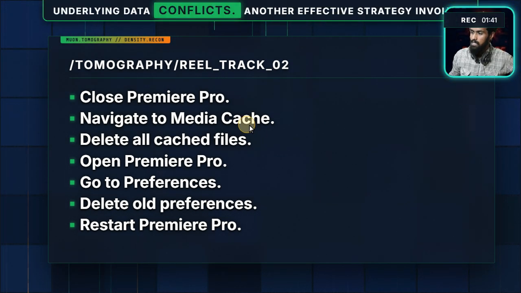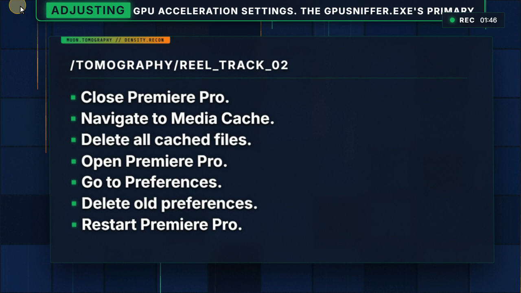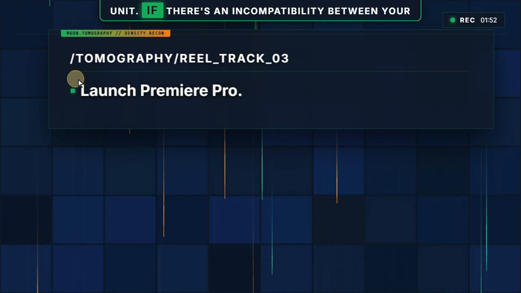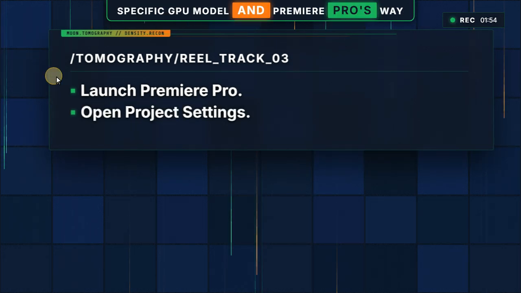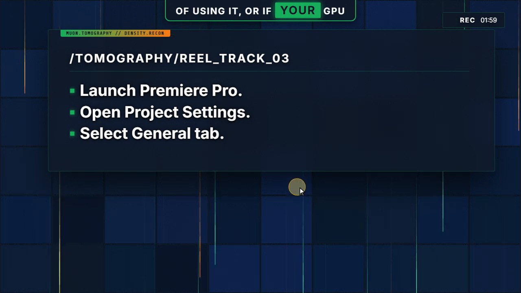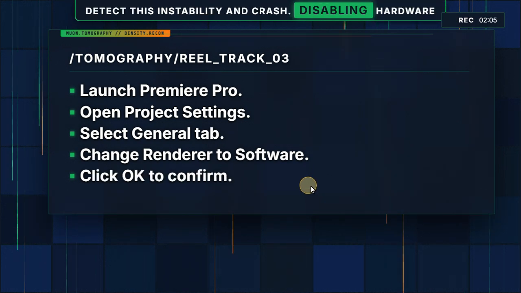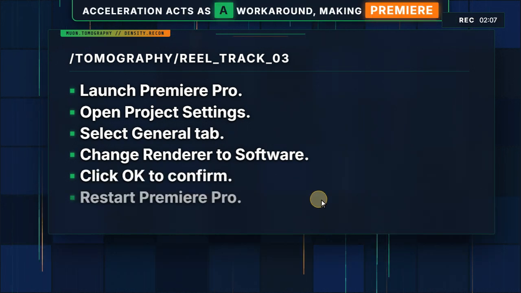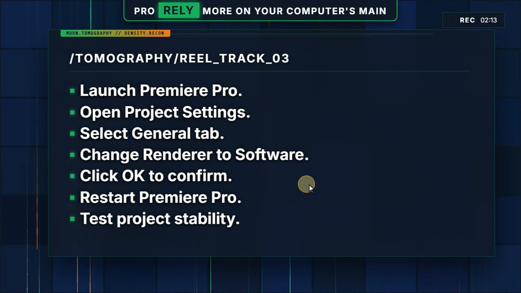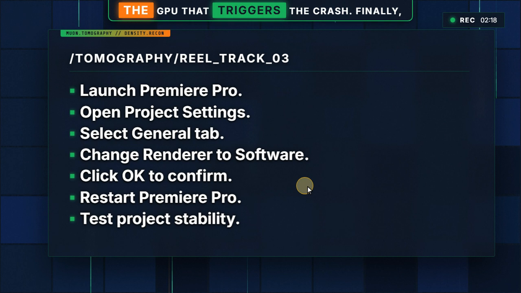Another effective strategy involves adjusting GPU acceleration settings. The GpuSniffer exe's primary role is to monitor your graphics processing unit. If there's an incompatibility between your specific GPU model and Premiere Pro's way of using it, or if your GPU has a minor hardware problem, GpuSniffer exe will detect this instability and crash. Disabling hardware acceleration acts as a workaround, making Premiere Pro rely more on your computer's main processor, thereby bypassing the problematic interaction with the GPU that triggers the crash.